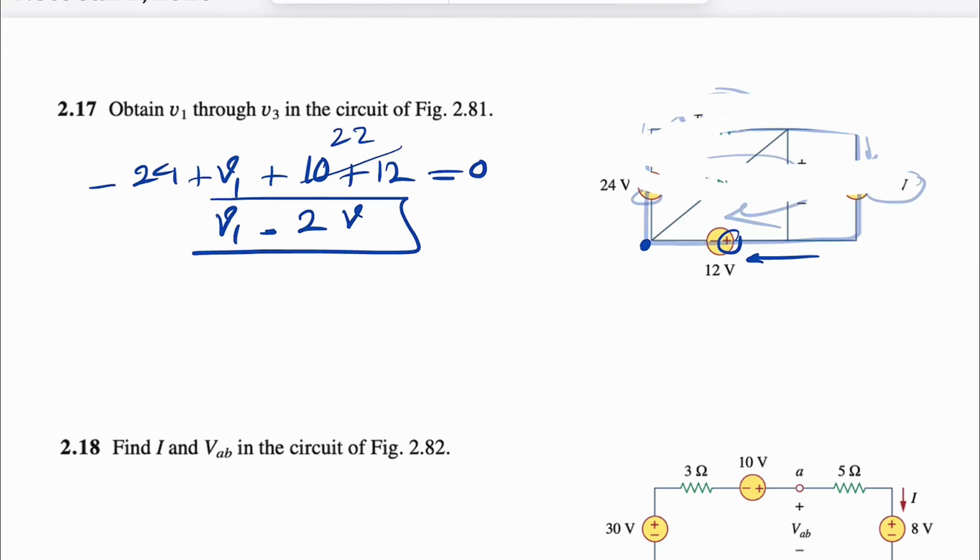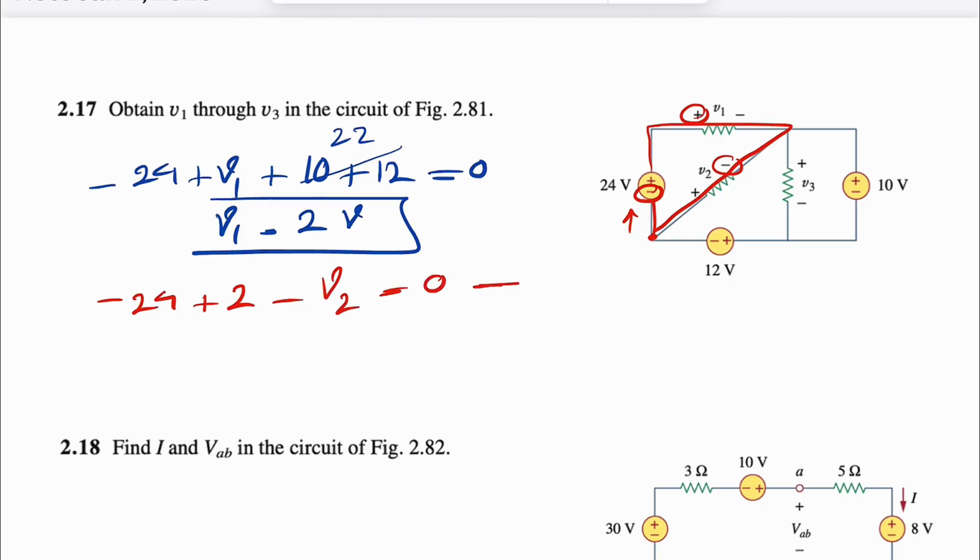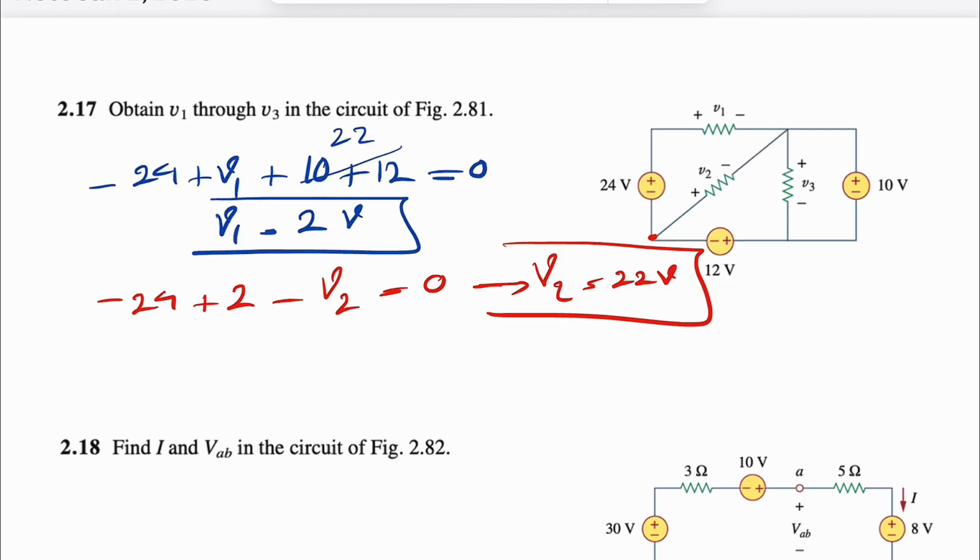So that's V1. Now that we have V1, we can consider this loop, starting from this point: again negative 24, positive V1, which was 2, as we figured out in the previous step, and we enter the negative pole of V2, equals 0. That's going to give us V2, which is going to be 22 volts, and that's our second missing voltage.